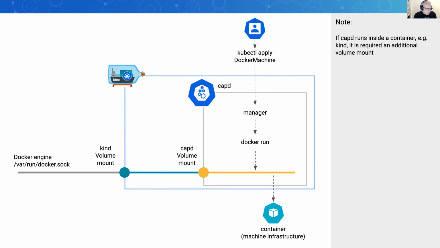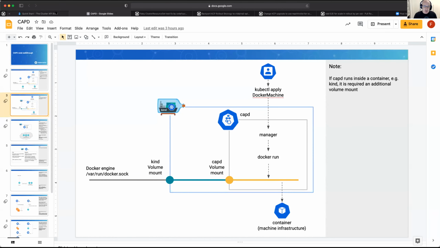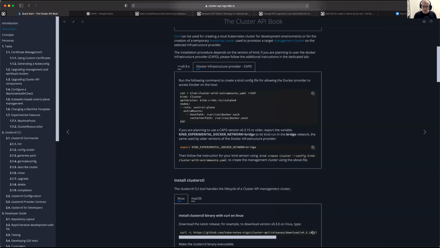Probably you know that if you remember the instruction for the quick start in Cluster API, there is the instruction how to do this. And let me show you, and it is here. So you can create the kind volume mount.